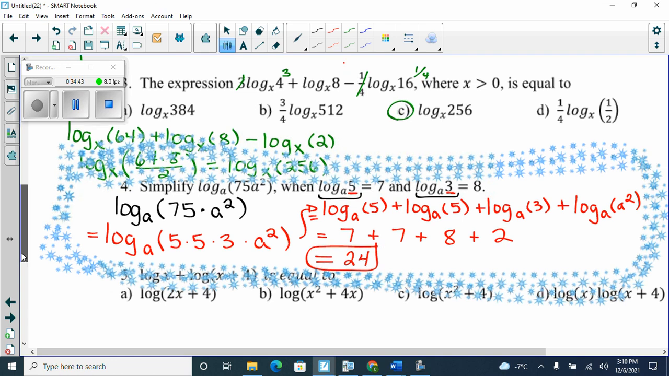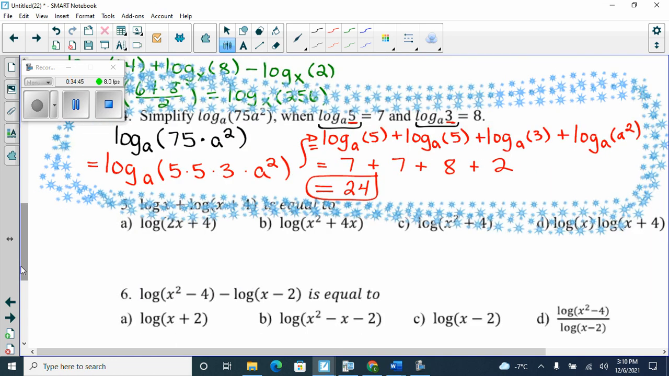Elsa killed the other two questions. 5 and 6 we're going to deal with tomorrow because we're going into solving logs, which needs this. So I'm not overwhelming your brains tonight.